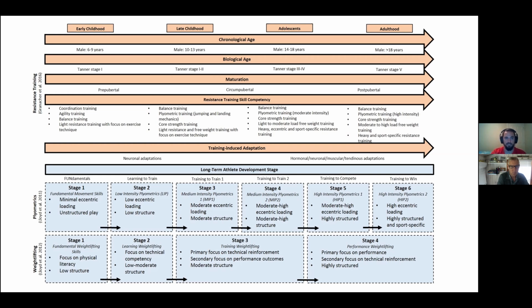interesting to me because the weightlifting and the plyometric model, they use stages from the LTAD model. So the fundamentals, learning to train, training to train, training to compete, training to win. And for me, I like those stages, not necessarily in the LTAD model's context, but just the terminology. It's a good verbiage to align these stages to. So the fact that they used them and kind of put more structure in them, that really caught my eye. And that's one reason I wanted to include them.